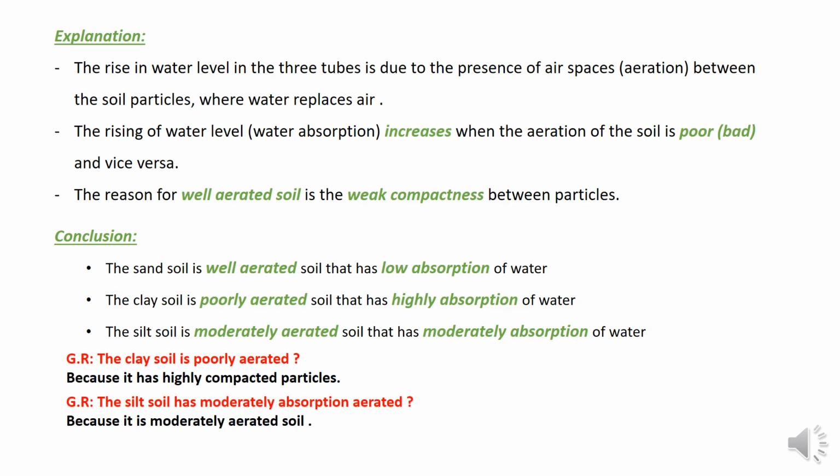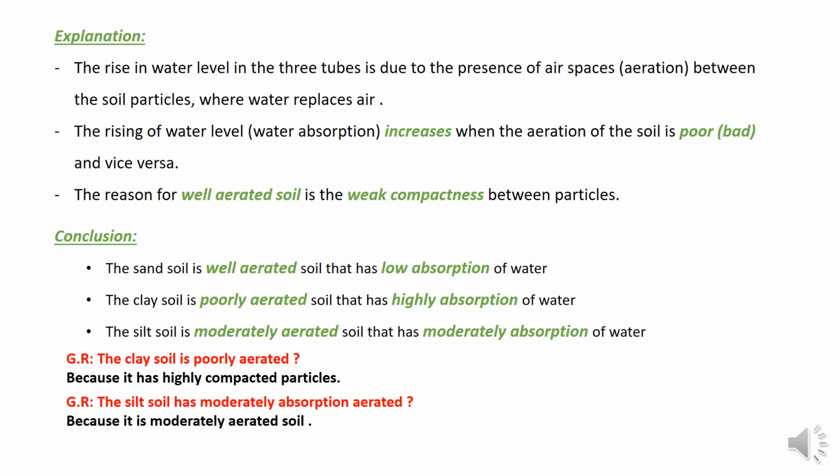Explanation: the rise in water level in the 3 tubes is due to the presence of air spaces, aeration, between the soil particles where water replaces air. The rising of water level, water absorption, increases when the aeration of the soil is poor or bad, and vice versa. The reason for well-aerated soil is the weak compactness between particles.